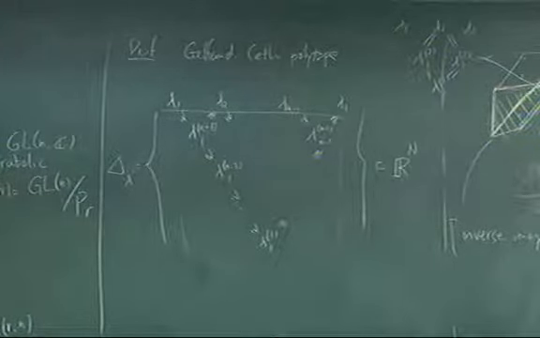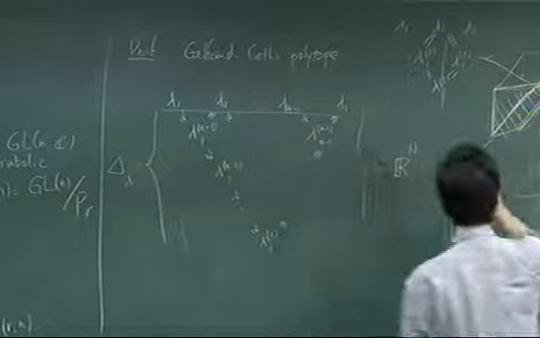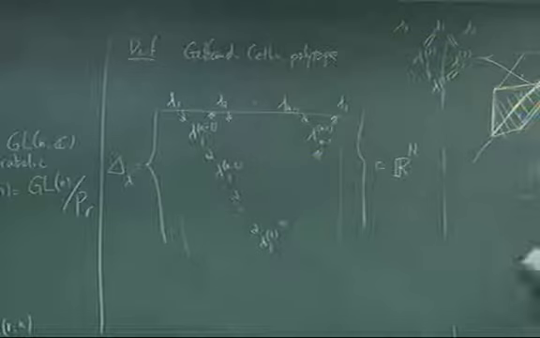So these are the remarks on Gelfand-Cetlin systems. Next we go to the part on the toric degeneration of the flag manifold.